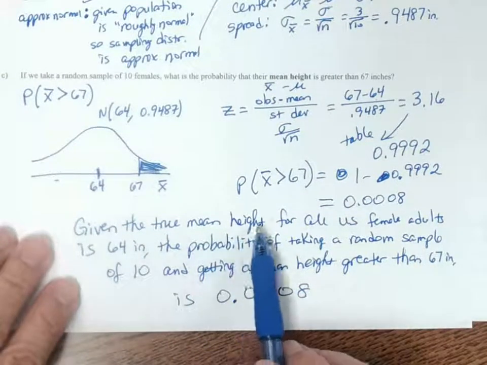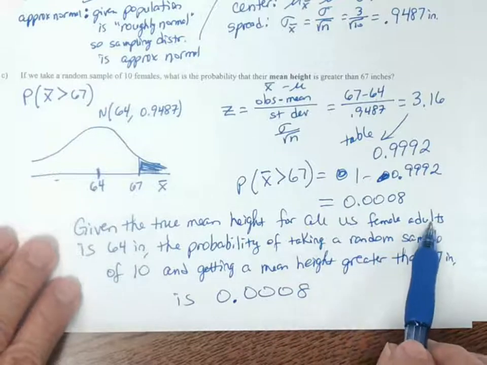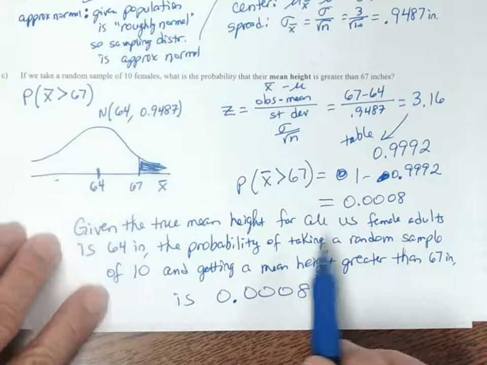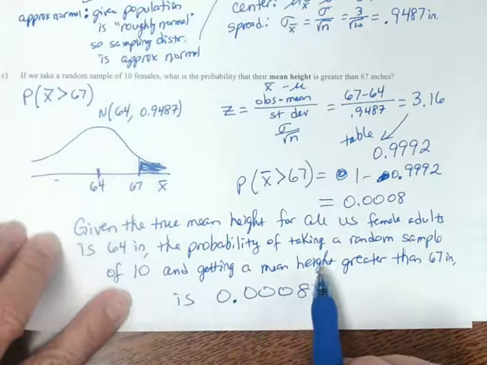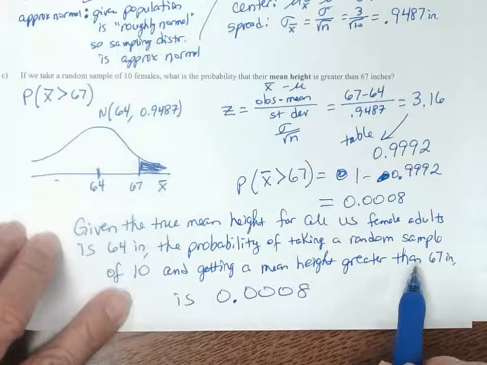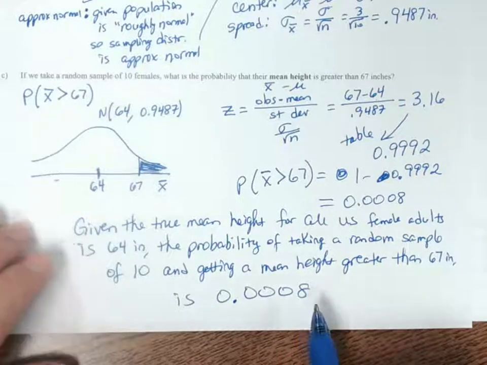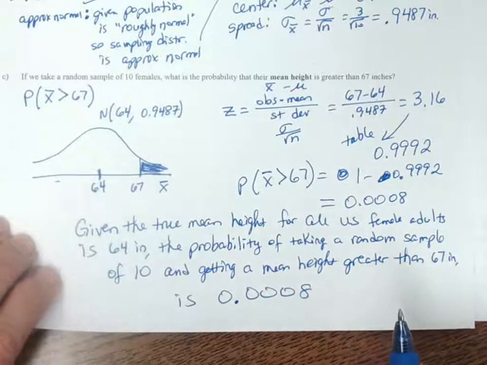And finally, we want to wrap up with an interpretation. Given the true mean height for all US female adults is 64 inches, the probability of taking a random sample of 10 and getting a mean height greater than 67 inches is 0.0008. Or in other words, very, very unlikely.